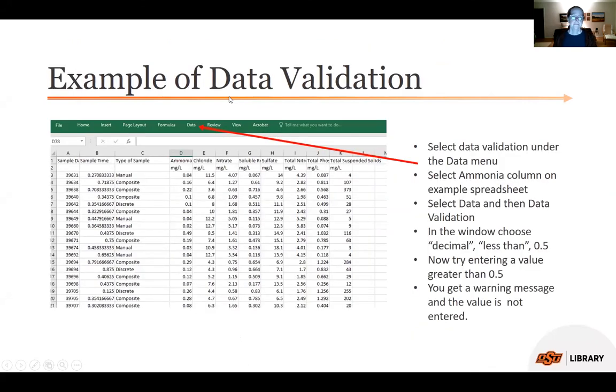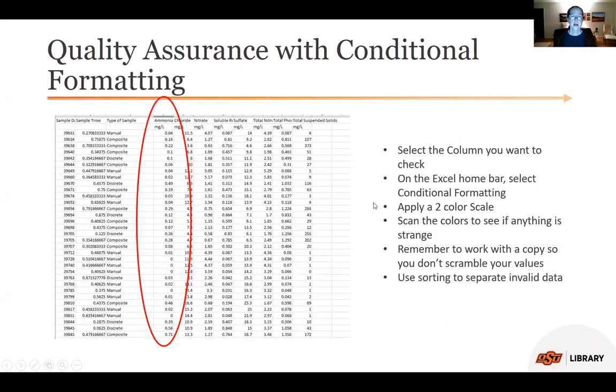Okay, so this is the step-by-step of what we just did. This time, let's talk about using conditional formatting. So conditional formatting allows you to look at data that you've already entered. And so we're going to go through and we're going to use conditional formatting on the same data set and look at ammonia. And the way we do this is we select the column that we want to look at.